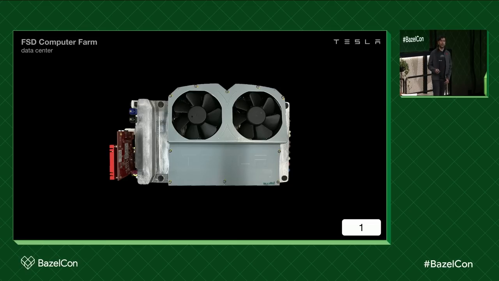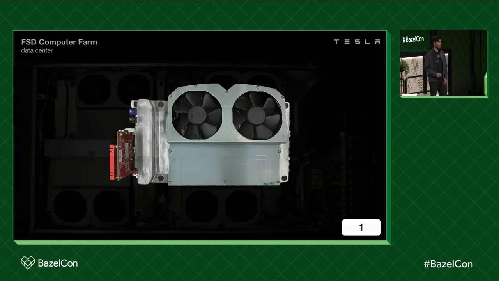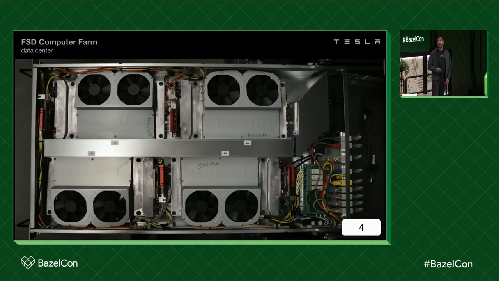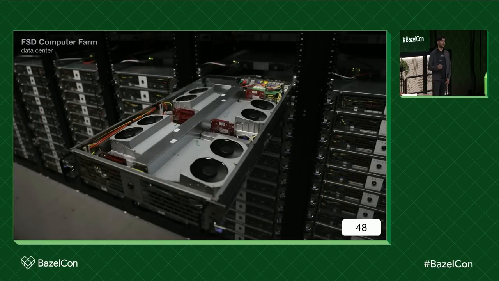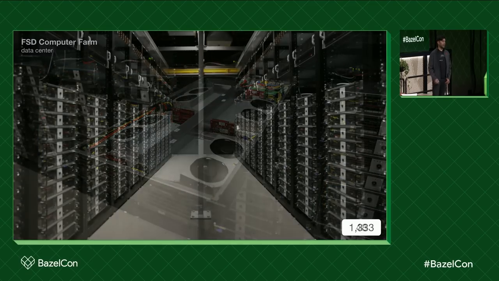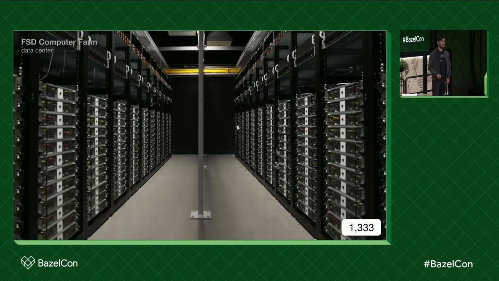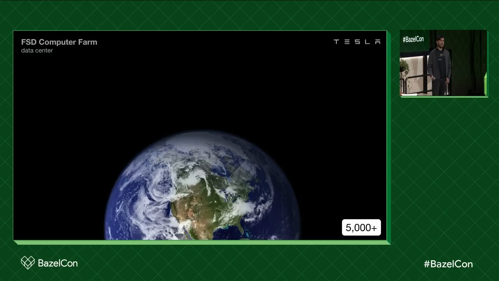To have this computer fit in a data center, we've grouped them into trays along with fans, relays, power supplies, and heat sensors. Each of these trays is stacked vertically into racks, and we have many rows of these racks in our data center. We have multiple data centers around the world and have over 5,000 FSD computers, and we're growing.